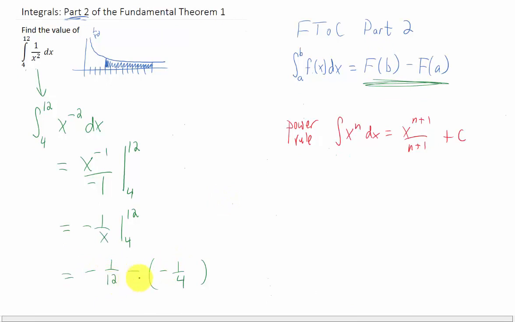This is negative 1/12 plus 3/12. We get 2/12 or 1/6. And 1/6 is the area underneath this curve that we were given between the x values 4 and 12. And that is it for that problem.